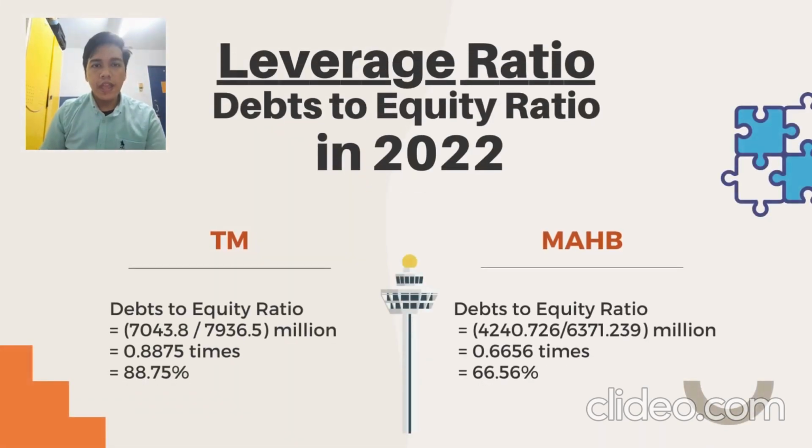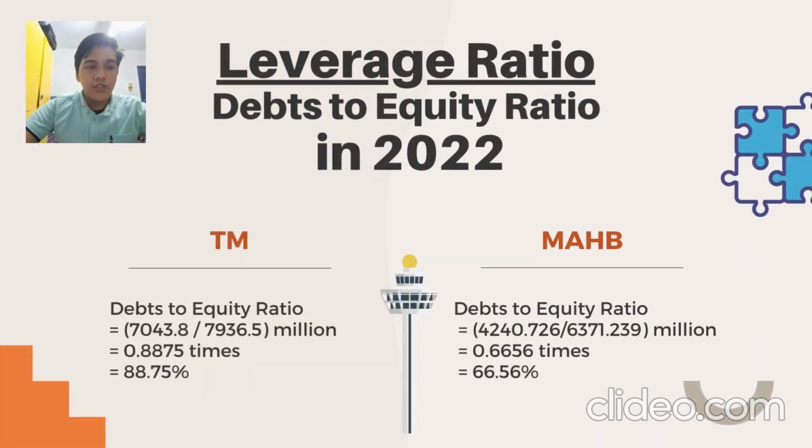Next is debt to equity ratio. For Telekom Malaysia Berhad, total debt is equal to 7043.8 million. We'll divide by total shareholder equity, which is 7936.5 million. It's equal to 88.75%. For every unit of equity, the company has approximately 0.89 units of debt. This indicates a lower reliance on debt financing, reducing financial risk and potential concerns about debt repayment.